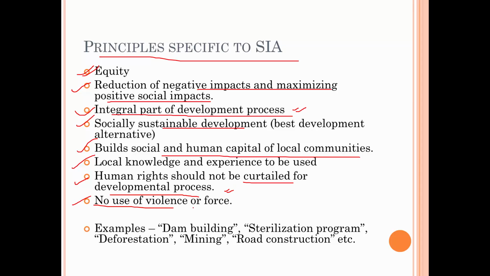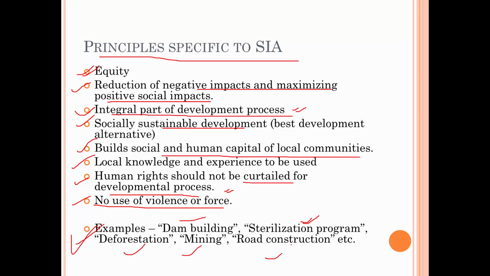Also, no use of violence or force. You should not use force in order to dictate governmental policies or governmental programs on the people. Some examples where social impact assessment, SIA, is done are dam building and sterilization programs. Right now, sterilization is mostly happening for women. So we should measure the social impact of these particular programs.